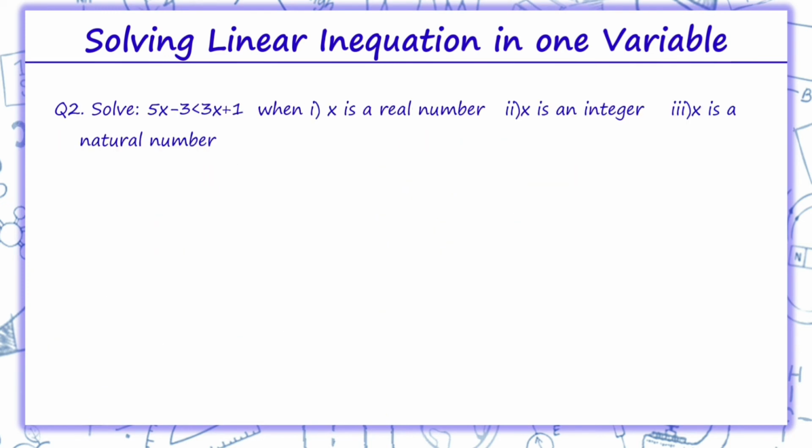Coming on to the next question. The next question is: solve 5x minus 3 smaller than 3x plus 1, where 3 conditions are given to us. We have to find x when it is a real number, when it is an integer, and when it is a natural number. So first we will solve this inequation.